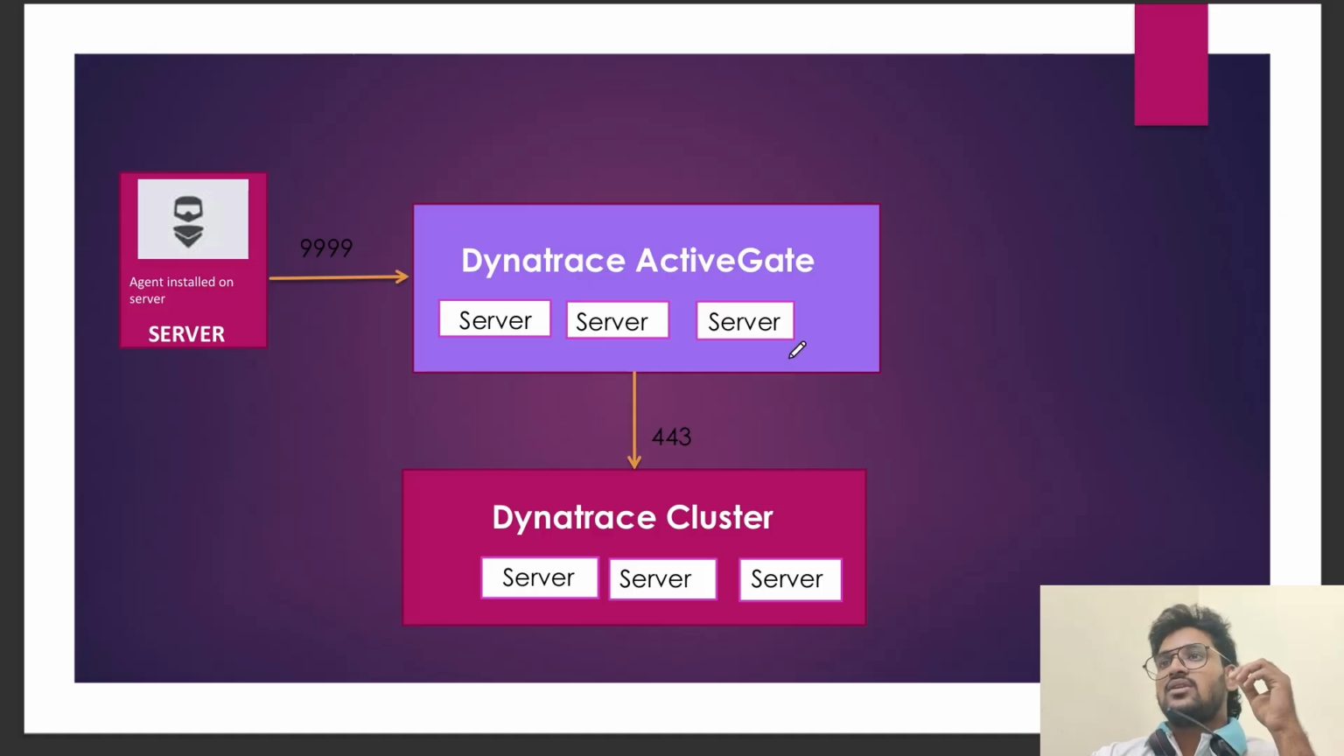Dynatrace ActiveGate has many purposes. I will explain it in the next video. For that scenario, you can just think of it as having a routing mechanism. If we have only one server, we can connect to the Dynatrace cluster directly with port 443.